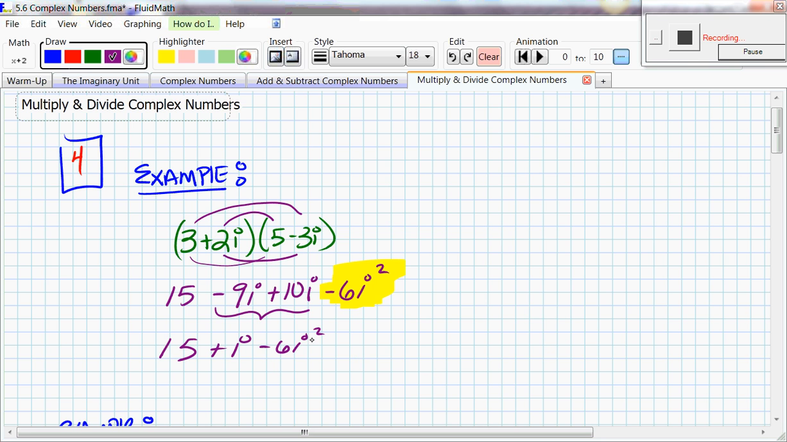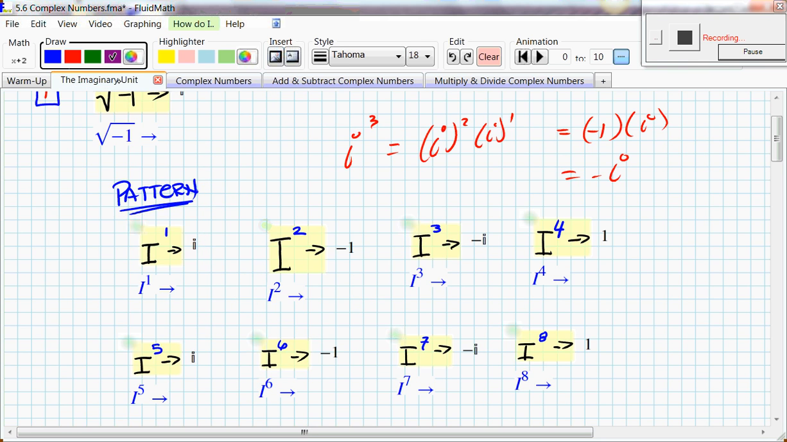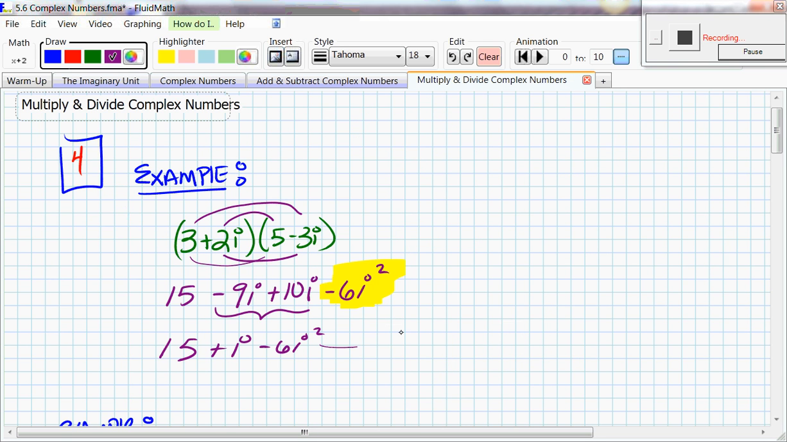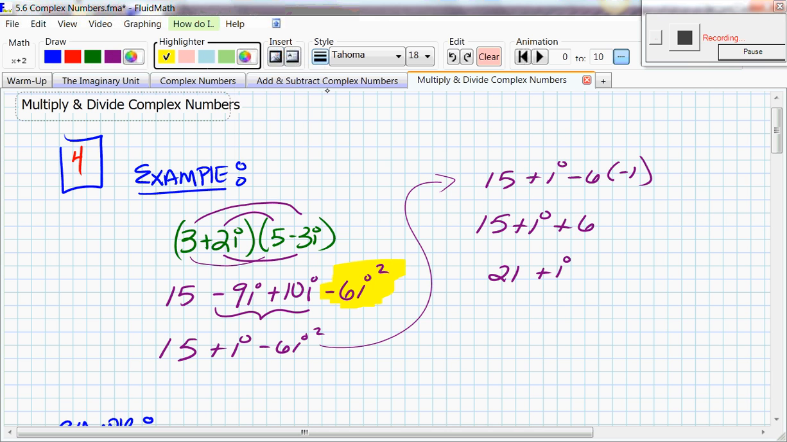Now, i squared has a certain specific value, and we learned that back in the imaginary unit. i squared is how much? Negative 1. So we're going to apply that over here. I get 15 plus i minus 6 times negative 1, because i squared is negative 1, right? So that means I really have 15 plus i plus 6, which is 21 plus i. And that, my friends, is the answer.